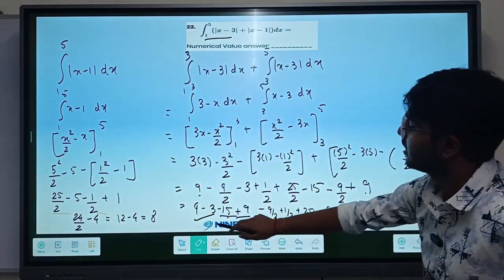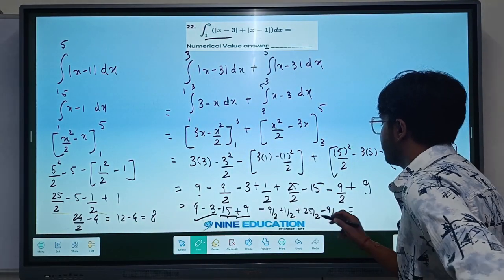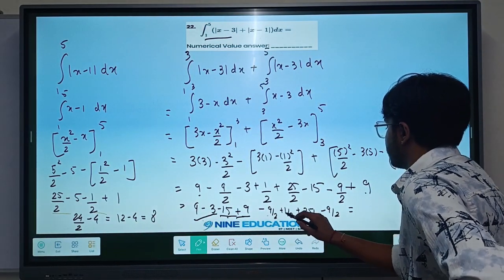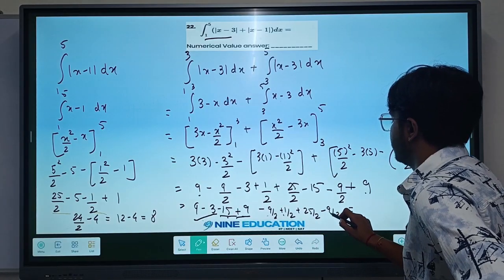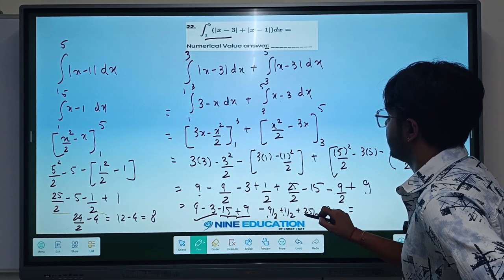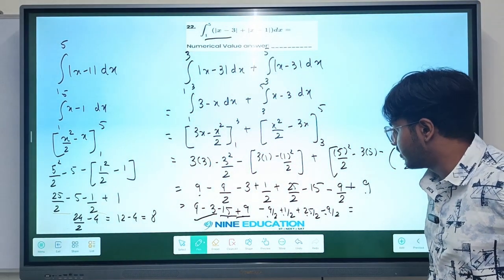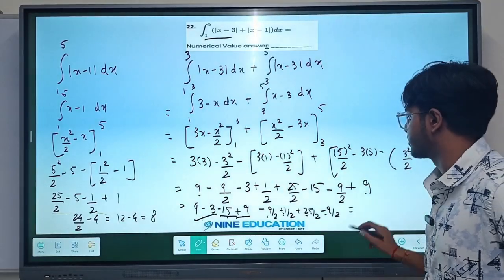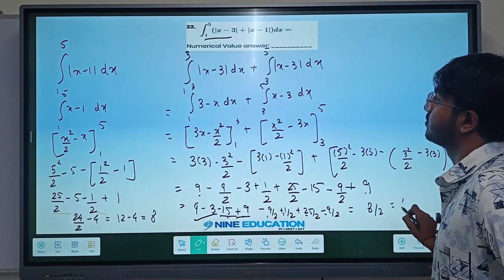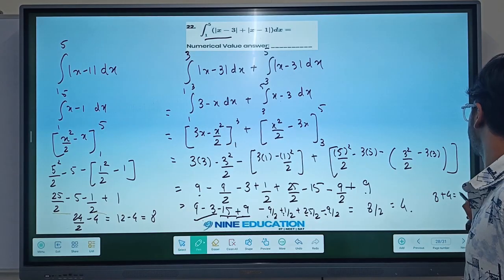Or we can directly see 9 plus 9, 18, minus 18 is 0. So this becomes 0, and this whole thing: minus 9 plus 1, minus 8. Or we can see minus 9 minus 9, minus 18, minus 18 plus 25. What is minus 18 plus 25 and plus 1? 8. So 8 by 2, 8 by 2 is 4. So we can add both of them, 8 plus 4, answer is 12.